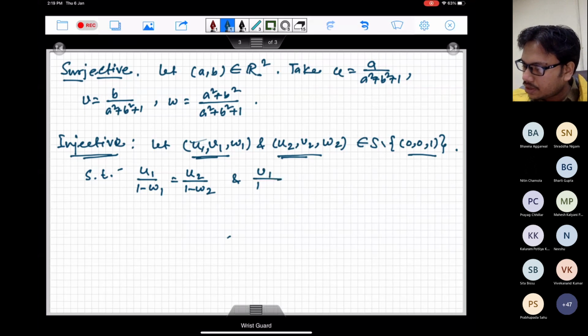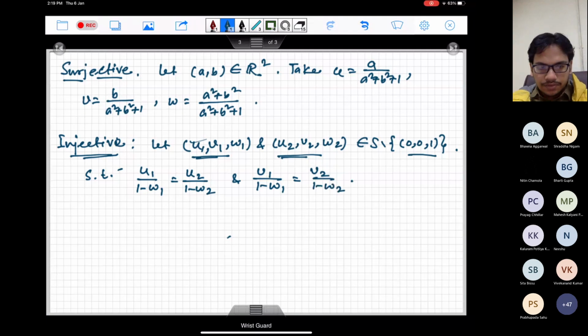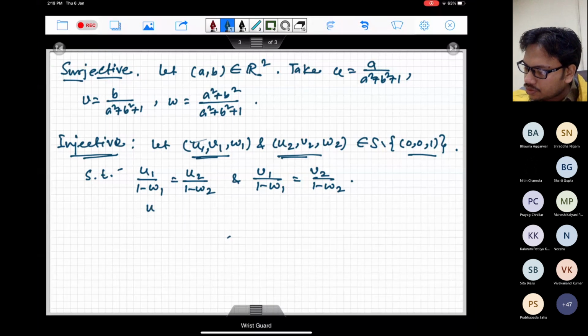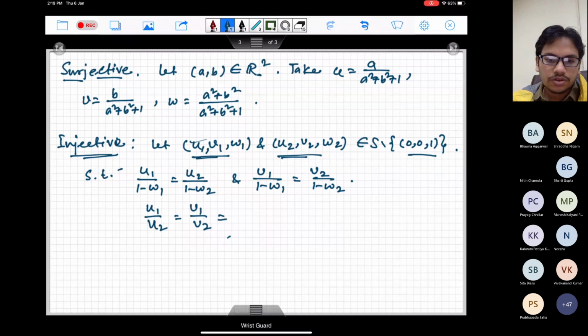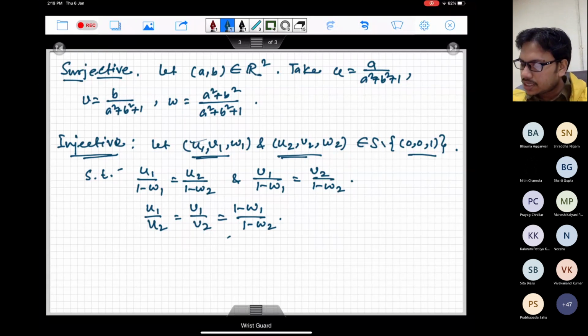Similarly, v1 by 1 minus w1 equals v2 by 1 minus w2. Very good, so this is what we get. Now if I equate these two, I get u1 upon u2 equal to v1 upon v2 equal to 1 minus w1 upon 1 minus w2. Correct? Yes. So all these ratios are the same. That is what we are getting.